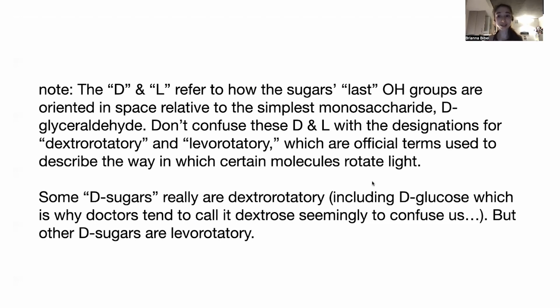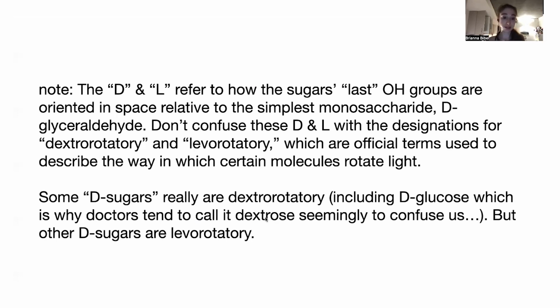With sugars, that all goes out the window. It's all just compared to that one sugar, glyceraldehyde. So you have some D sugars that truly are dextrorotatory, so they're rotating light to the right, including D-glucose. We got lucky that they named glucose the D because it is dextrorotatory. Doctors sometimes call glucose dextrose, which I always get really confused about. But yeah, glucose and dextrose, same thing.